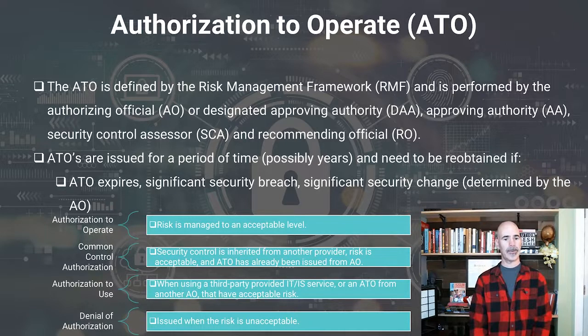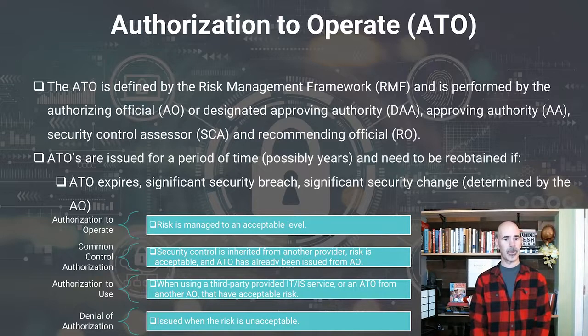There's four different types of ATO, or different components of the ATO. There's the authorization to operate, and that means that the risk has been managed to an acceptable level. This system is allowed to go into a production environment, and that's ultimately what you're trying to get to with an ATO, is that you're trying to get a system to production.